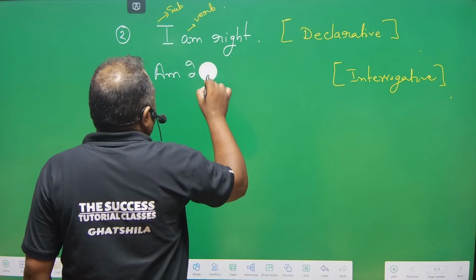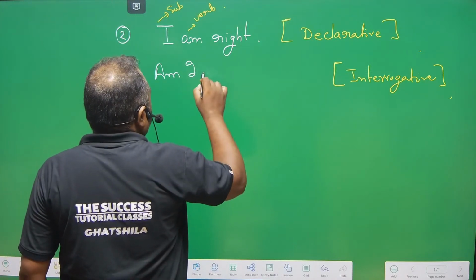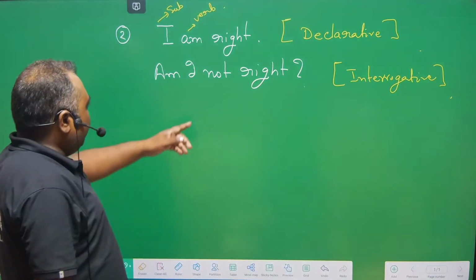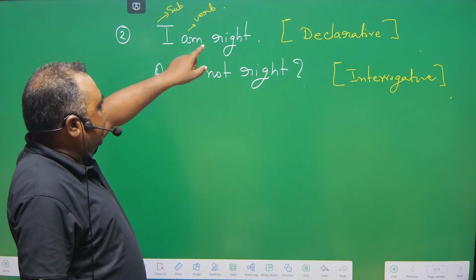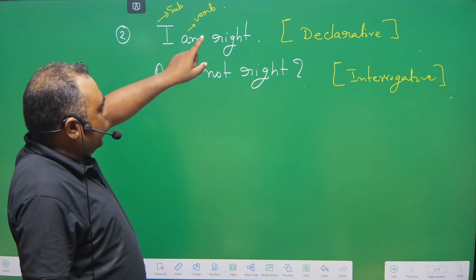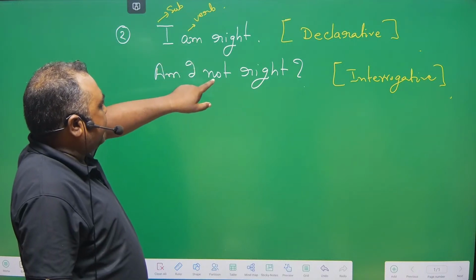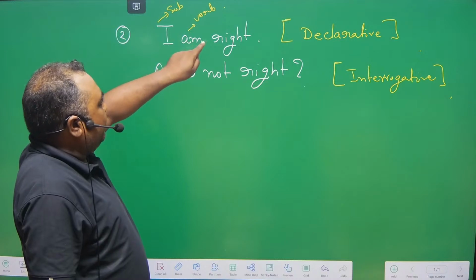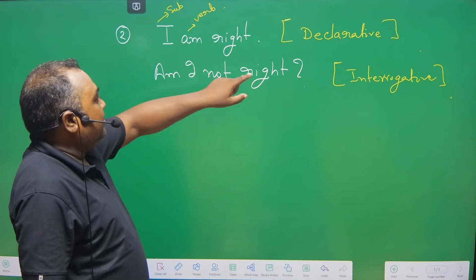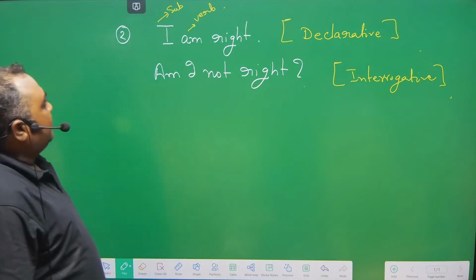Am I not right? Question mark. Why have we included not over here? Because in the declarative sentence there was no negative word. If there is a negative word in the declarative sentence, then we have to omit it in the interrogative sentence. Since there is no not in the declarative sentence, that's why we have inserted a negative word in this interrogative sentence. Am I right? Am I not right?